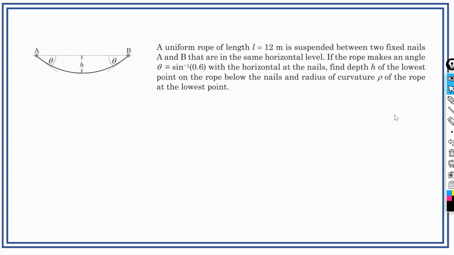So first let us try to understand what the question statement is saying. The question says that a uniform rope of length 12 meter is suspended between two fixed nails A and B that are at the same horizontal level. If the rope makes an angle theta equal to sine inverse 0.6 with the horizontal at the nails, then find the depth h of the lowest point on the rope below the nails and the radius of curvature rho of the rope at the lowest point.